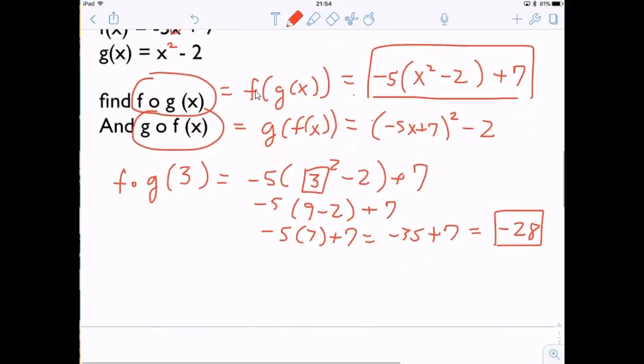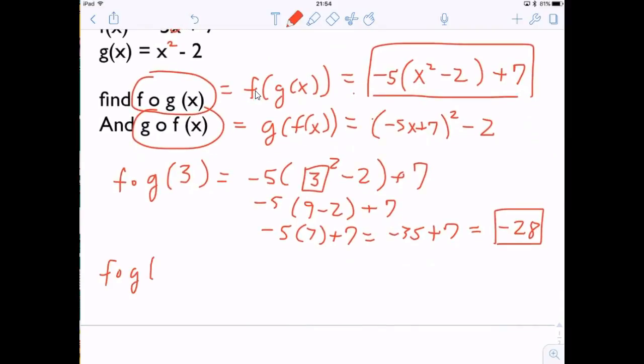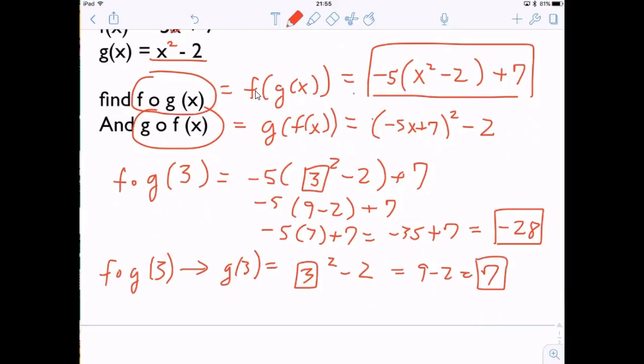The other way to get it is you have f follows g of 3. So the first thing you're going to do is do g of 3. G of 3 is something squared minus 2. In the something, we're going to put the 3. Something squared minus 2. So that would be 9 minus 2 equals 7. So that's our first result. Once we get the 7 result for g of 3, then we're going to do the f function on top of g of 3. So that means f of 7, right? Because g of 3 is 7.